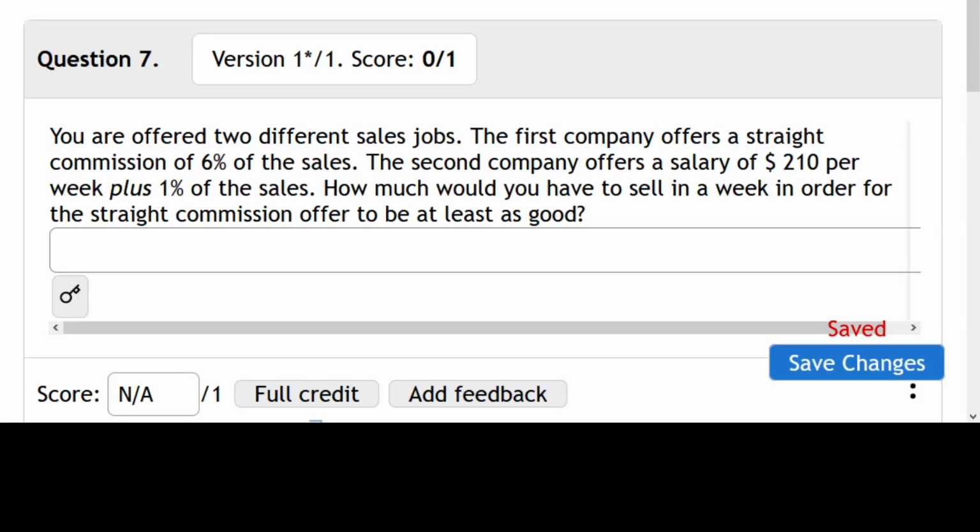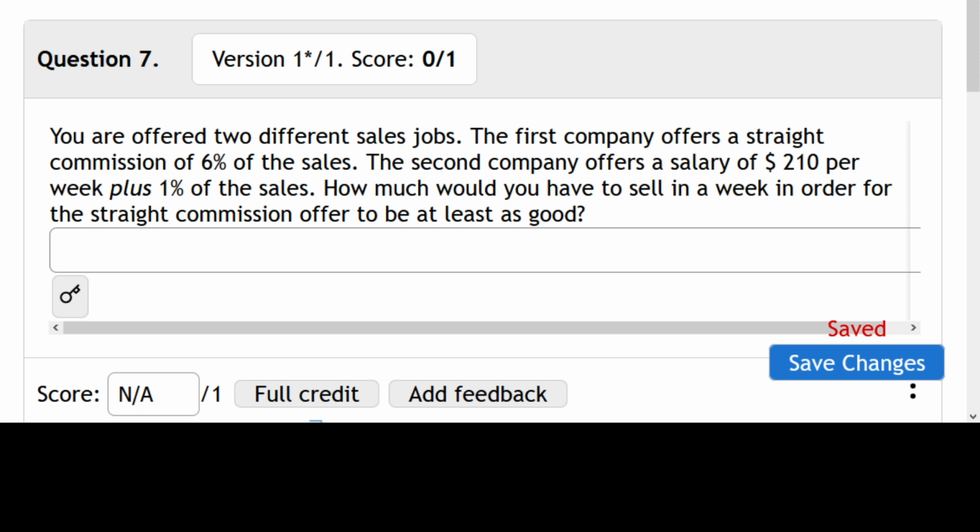Hey everyone, this is Algebra 1. This is the Unit 3 practice test. It's question number 7. So this is a story problem or word problem dealing with systems of equations. And so what I really want to focus on here is how to write and set up the equation.